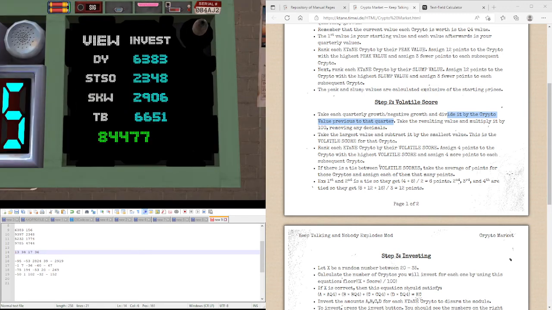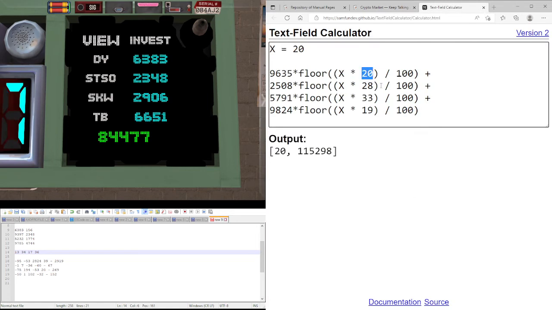So these are our final numbers. We're going to sub them in here: 34, 17, and 36. We'll multiply them by their final values.